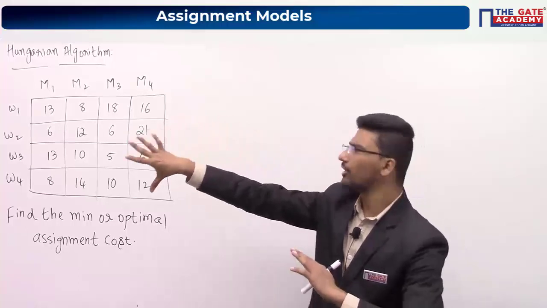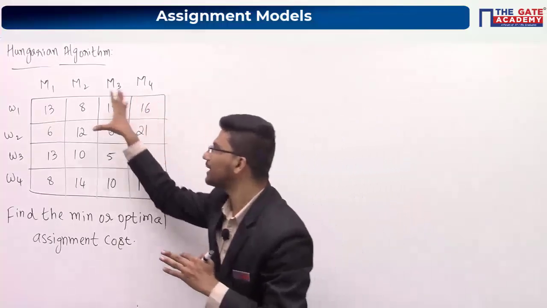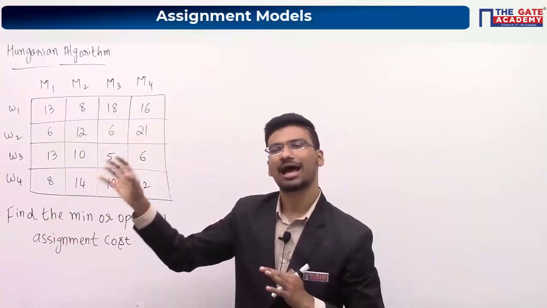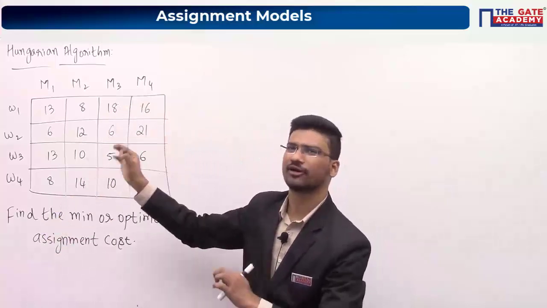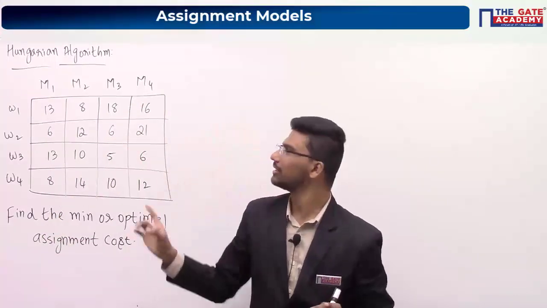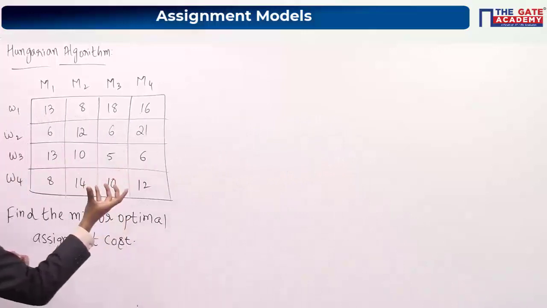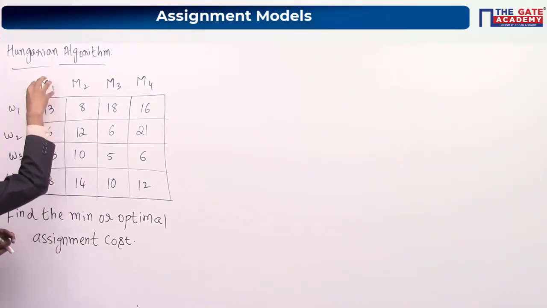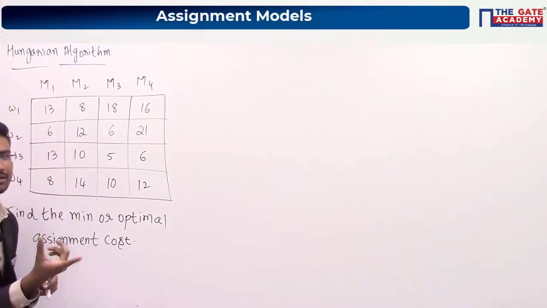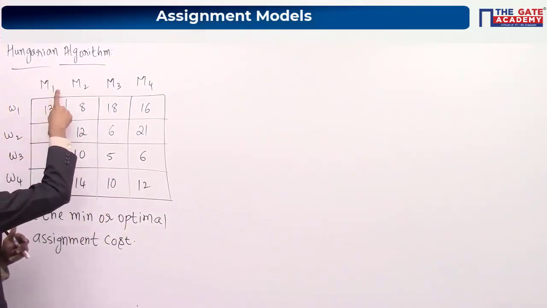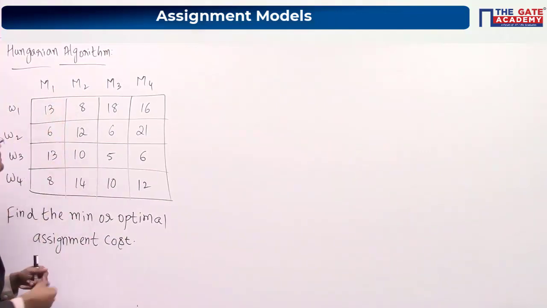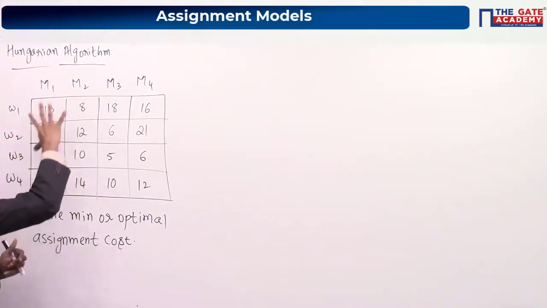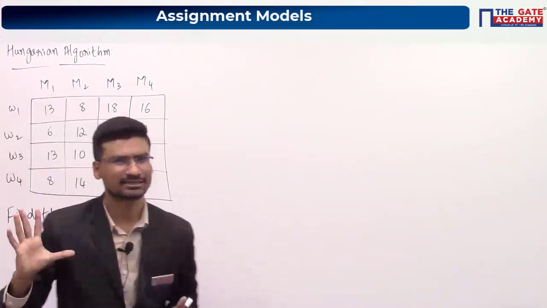Now I think I have already explained this particular matrix. So what is this matrix? It is a cost matrix again and we have to do minimization. Again this Hungarian algorithm is meant for only minimization problems. Let's understand this matrix once again. If you are assigning worker 1 to machine 1, you have to pay rupees 13. That means if worker 1 operates machine 1, he will be charging 13 rupees. If worker 1 operates machine 2, he will be charging 8 rupees. And so on, like this some cost matrix is given.